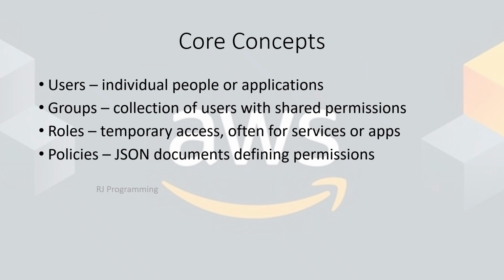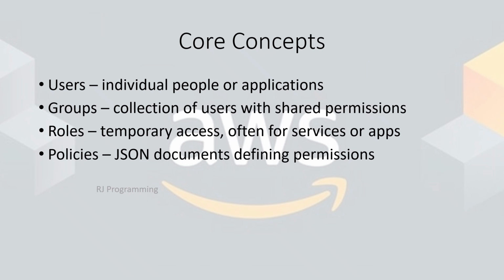IAM has four main building blocks, the first of which is users. These are identities that represent a person or sometimes an application. For example, an employee could have a user identity with a username and password. Similarly, groups are a collection of users that share the same permissions. For example, all developers can be in one group with EC2 access, while all accountants can be in another group with billing access.